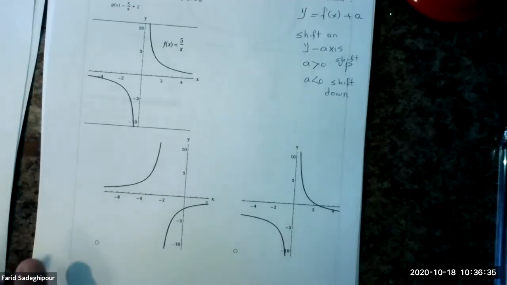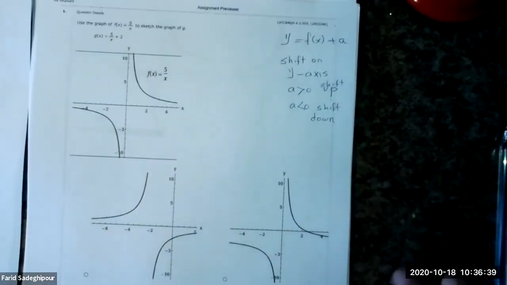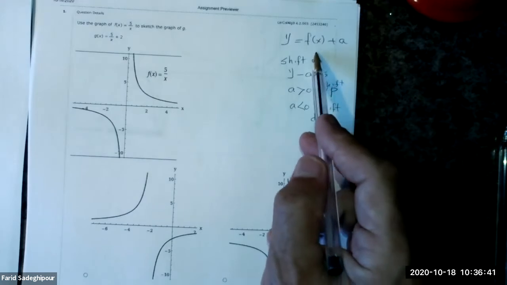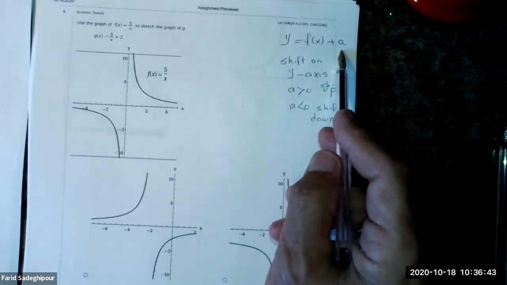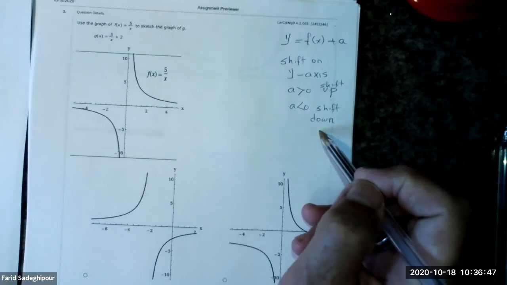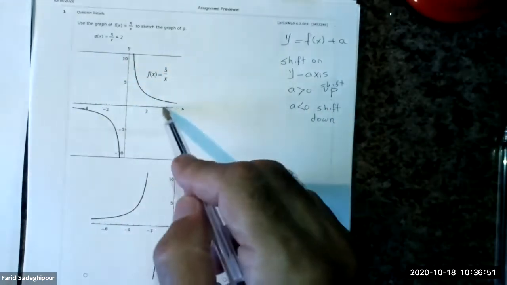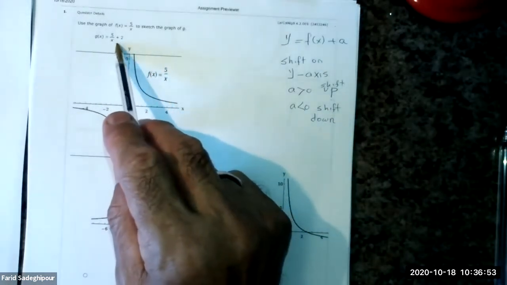so the first few homeworks are all about translations. You remember, if you have a function plus a number, if that number is positive, you shift the function up, and if it's negative, you shift it down. The function is 5 over x. This is given. Okay, they want you to find this function plus 2.